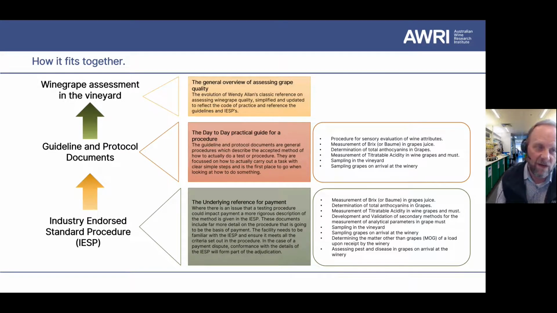Now, this slide just gives an overview of the documents that are available. And I'd like to draw your attention to the wine grape assessment in the vineyard booklet, which was developed to give an overview of what you should be looking at when you're trying to assess quality of grapes in the vineyard. But underlying anything that's used as payment are what we call the industry endorsed standard procedures. And these are the formal detailed procedures that set out exactly how you should measure these items, in particular, color and sugar.